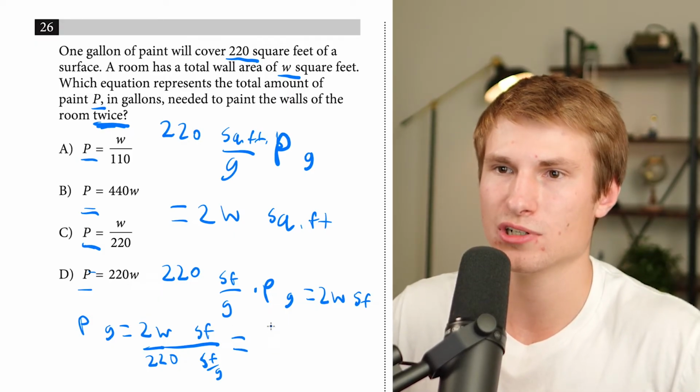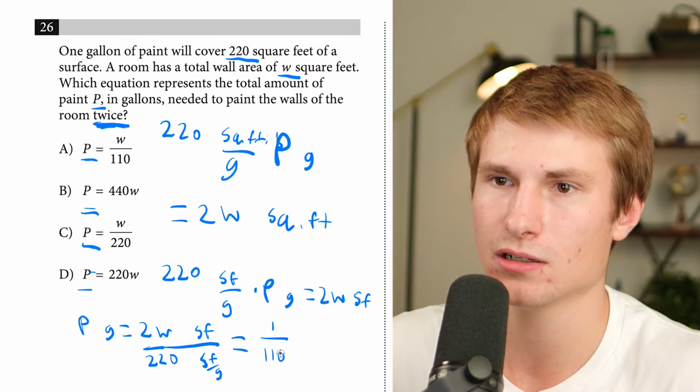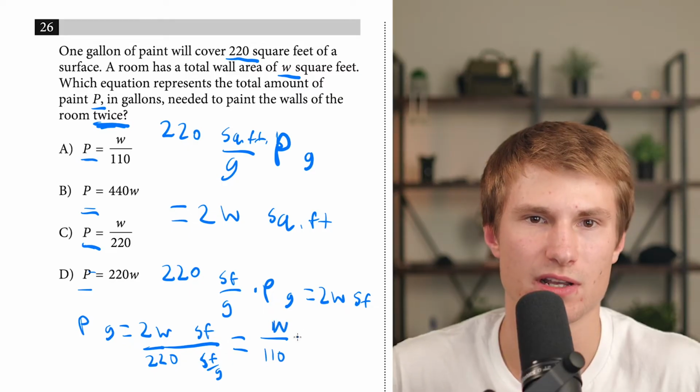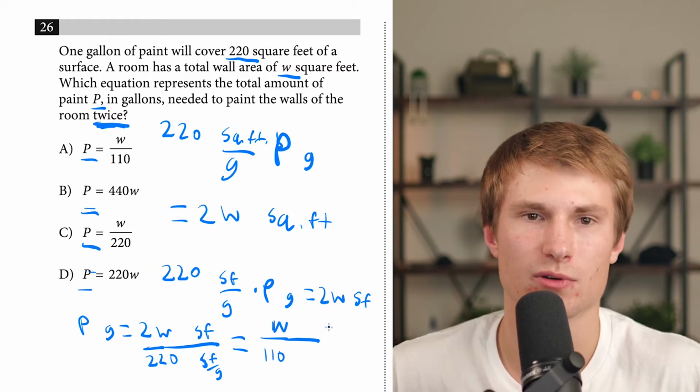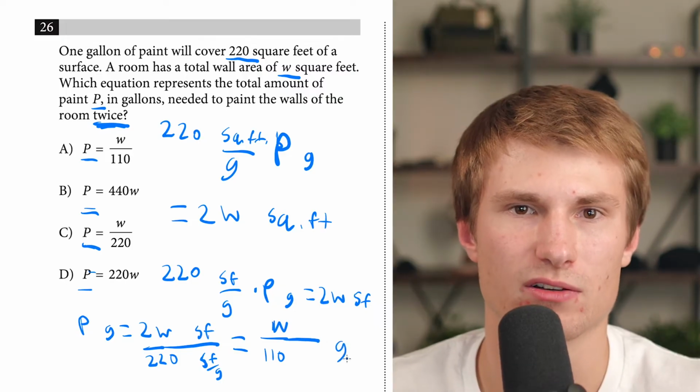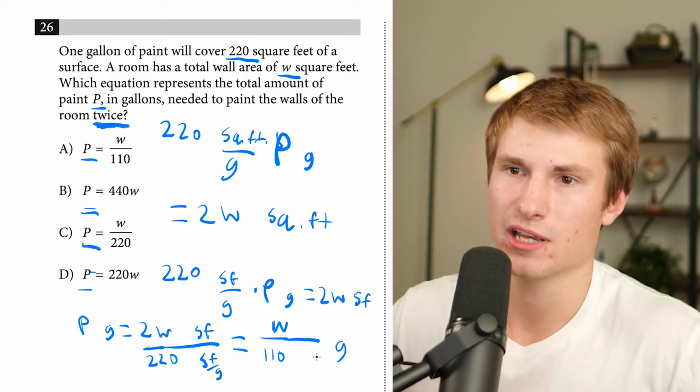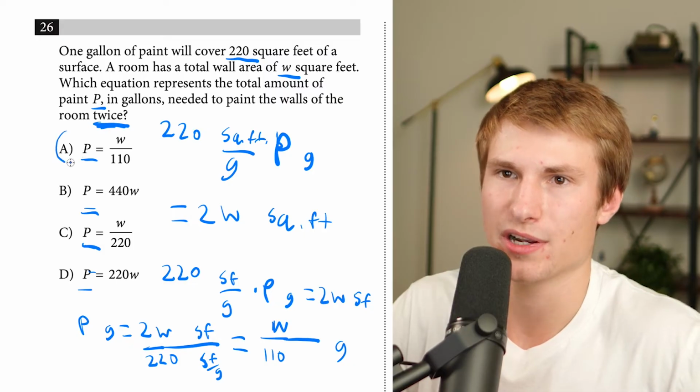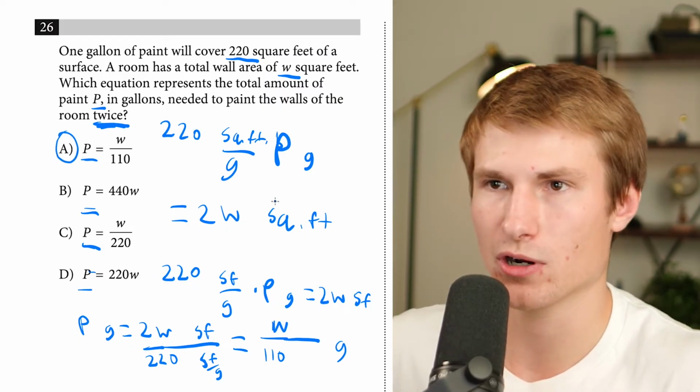So we have 2 and 220. We can simplify that down to 1 and 110. Since it's 1, we can just represent that as W. Now our square feet cancel, and we're just left with gallons. So gallons equal gallons. That's good. We got W over 110, so our answer is going to be A. So you can use units to check your work. I just want to point that out.